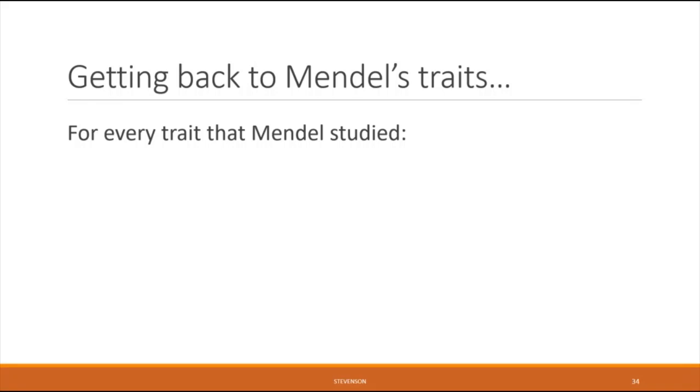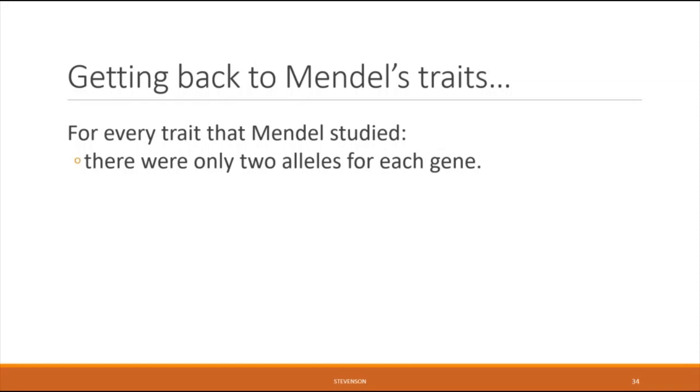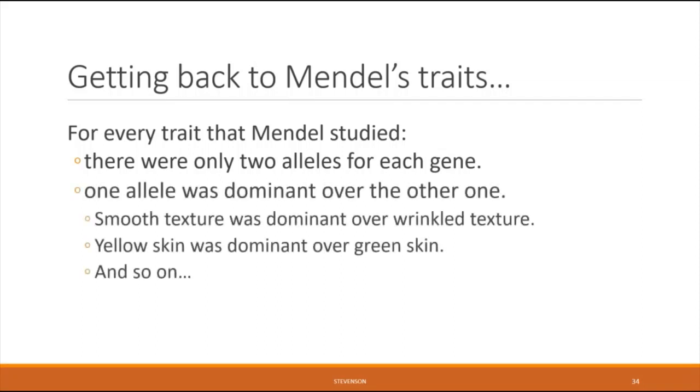So now let's get back to Mendel's experiments here. It is indeed the case that for every trait that Mendel studied in these pea plants, there were only two possible alleles for each gene. In other words, it was only possible that the peas could be yellow or green or wrinkled or smooth. It wasn't possible for them to have any other trait. And it also was the case that one allele was dominant over the other. For example, when we looked at the texture, the smooth texture was dominant over the wrinkled texture, and the yellow pea skin was dominant over the green skin, and so on.